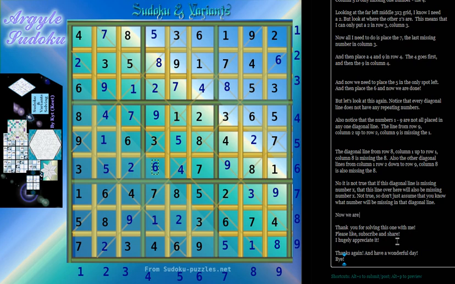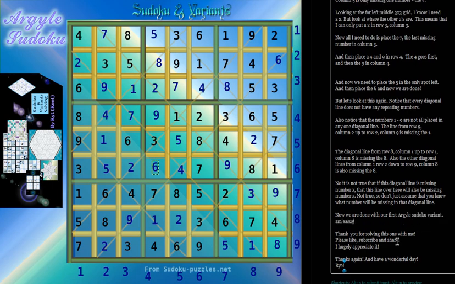Now we are done with our first Argyle Sudoku variant. An easy one.